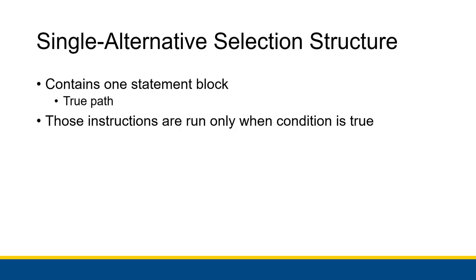Now there are multiple types of selection structures based on how exactly they work. The first is a single alternative selection structure, which contains one statement block. A statement block is essentially just a collection of statements that will all get run. And that statement block is known as the true path because those instructions are only run when the associated condition, the condition that's associated with our single alternative selection structure, is true. So the selection here is based on whether the condition is true. Do we run the statement block in the true path, or do we skip the statement block and just start running all the code that comes after the selection structure? That's what's going on there. That's how it's a selection structure: it's selecting what code gets run next.